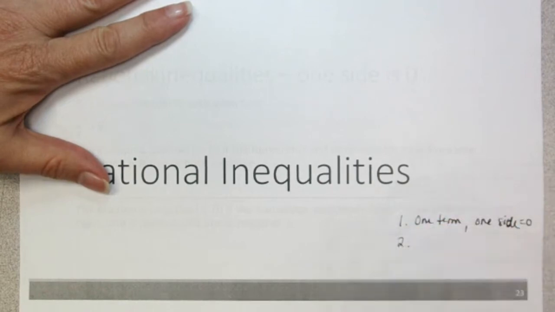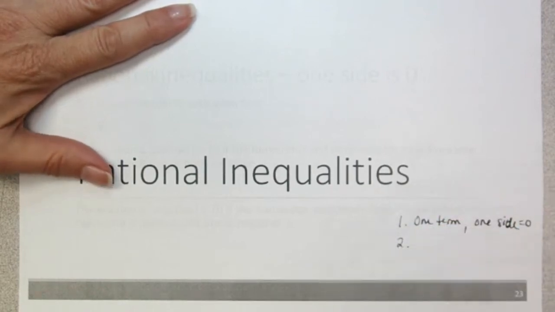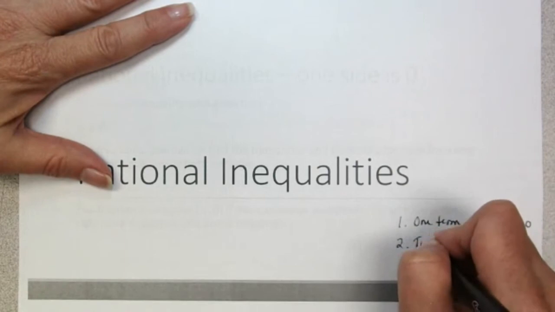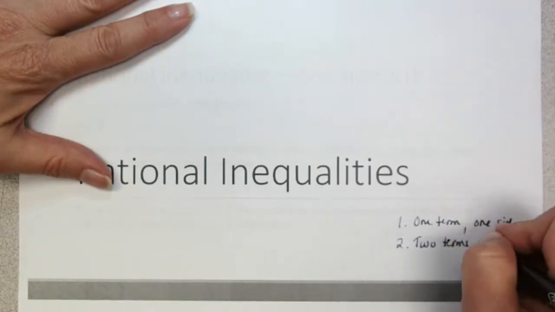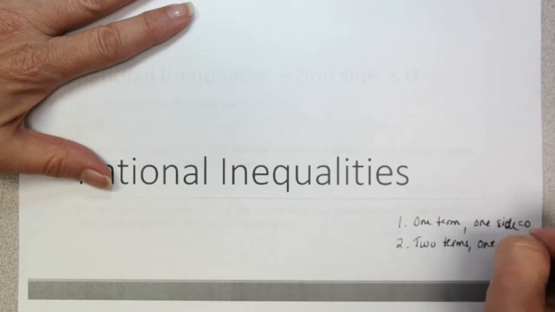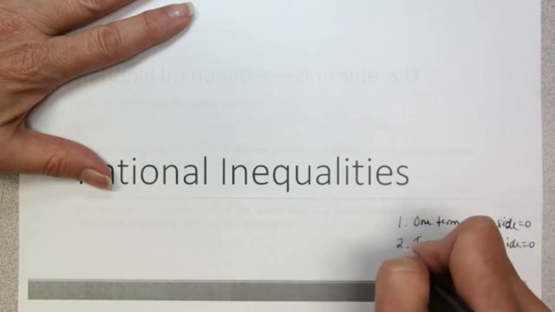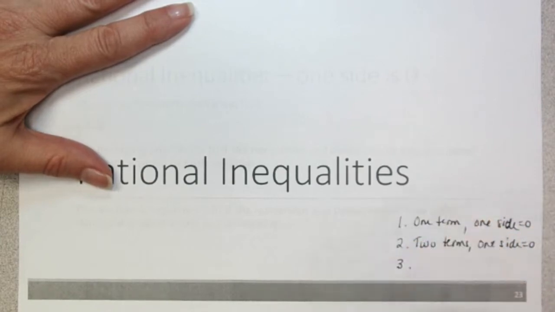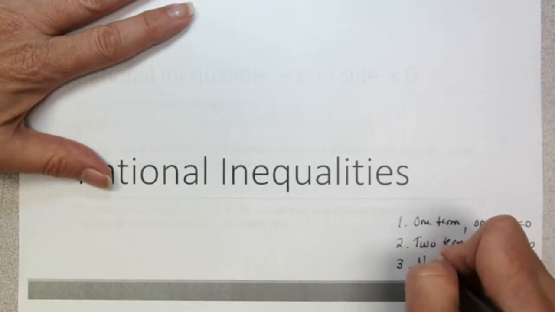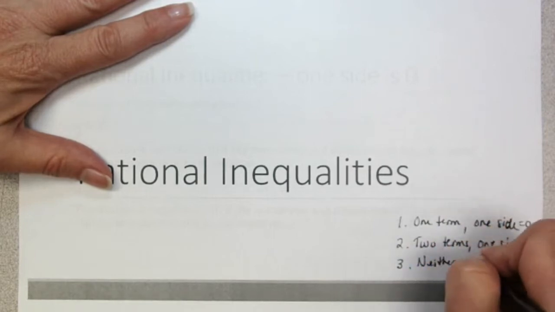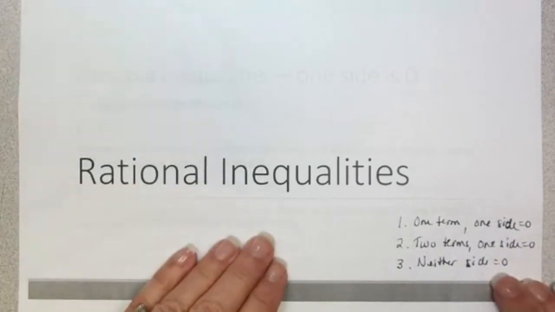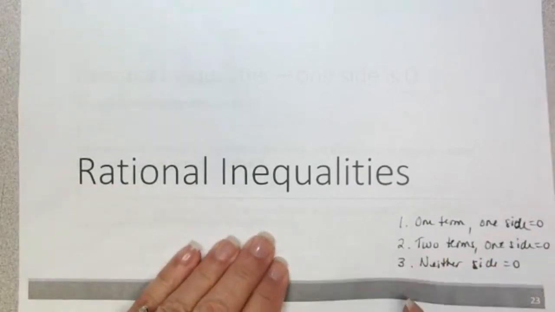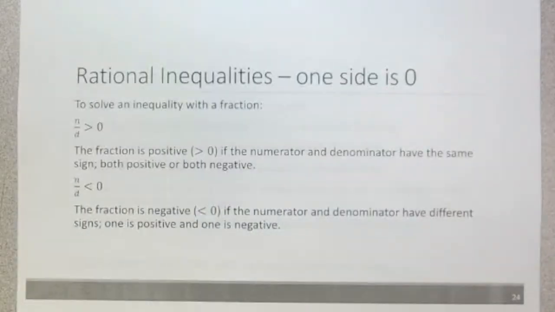In the second scenario, you have two terms and one side equals 0. And in the third scenario, neither side equals 0. We'll look at the first scenario where we have one term and one side equal to 0.